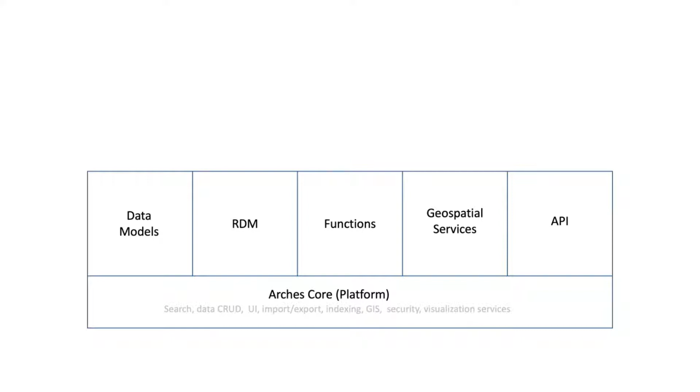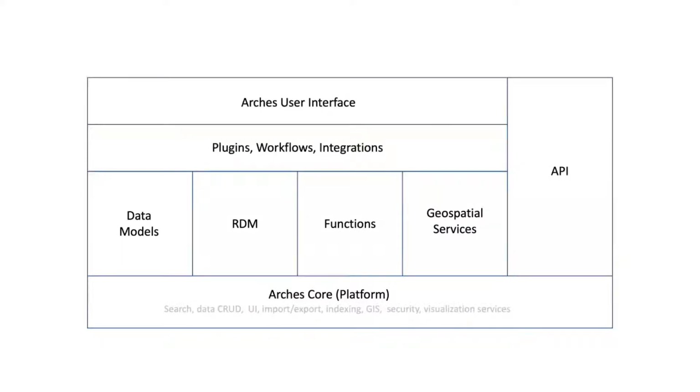The RDM is shorthand for the Reference Data Manager, which is ArcGIS's built-in thesaurus and controlled vocabulary module. Functions are a way to implement custom logic for managing your data. Geospatial services are the services, especially the GIS services, that ArcGIS exposes both to its internal modules and to external systems. And then there's its API, or Application Programming Interface, which is a key way in which we integrate ArcGIS with other systems.